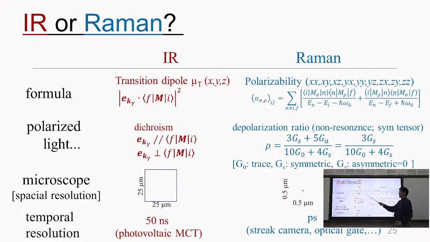When we combine IR spectroscopy with a microscope, what is the spatial resolution? It is limited by the diffraction limit, and probably 25 micrometers is the smallest area. On the other hand, when we combine Raman spectroscopy with a microscope, it is nearly equal to or less than the wavelength. Quite different, and the spatial resolution is much better in the Raman microscope.